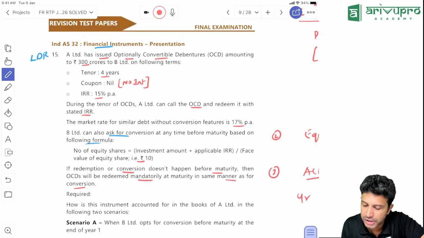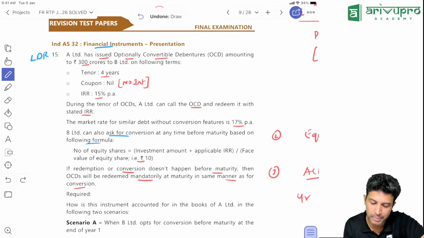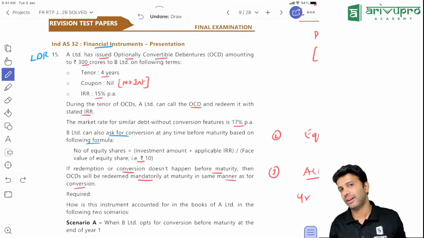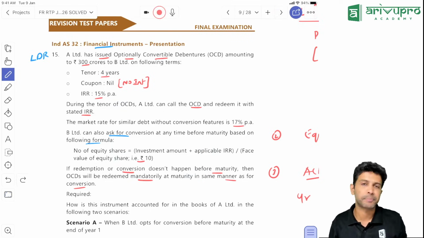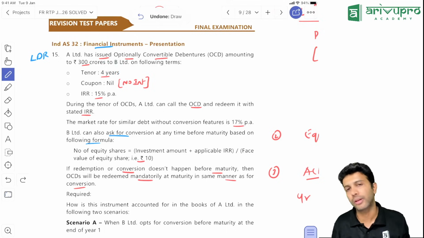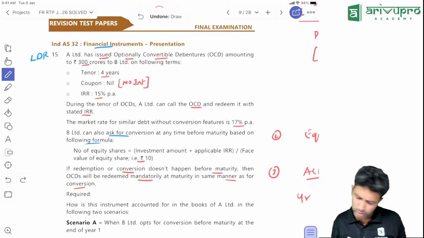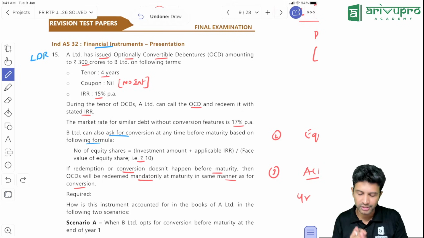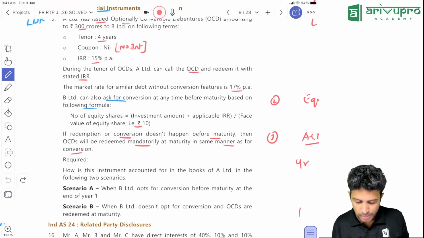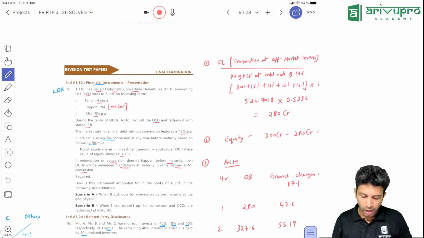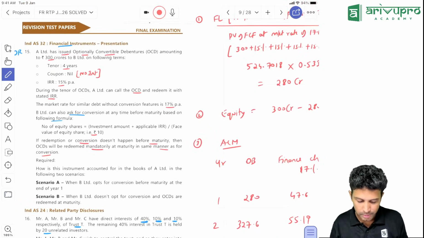If redemption or conversion does not happen before maturity, then the OCDs will be redeemed mandatorily in the same manner as for conversion. So if A does not convert till 4 years and B also does not ask till 4 years, then once the maturity period is over, using the same formula, these debentures will compulsorily get redeemed. So 4 years is the maximum term. How this instrument should be accounted, they have put in 2 cases. Both cases are the same any which way.